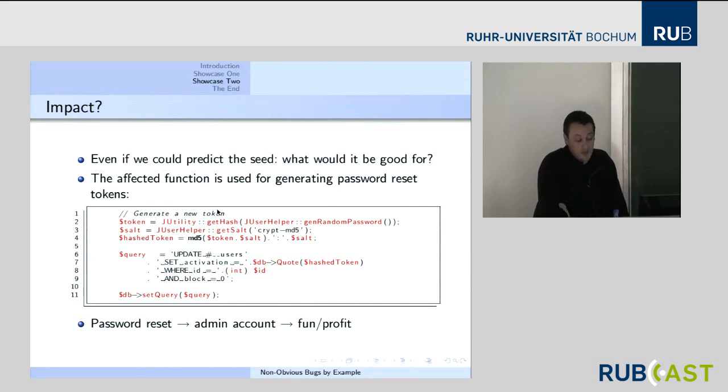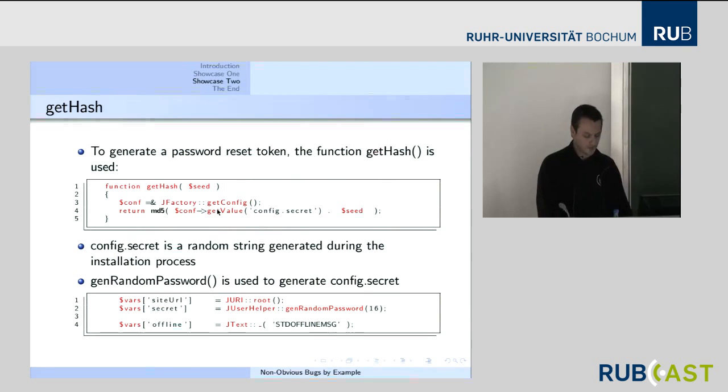Reset the password of the admin account and then take over the whole site. Or probably even use it to upload, I don't know, a web shell or further attack the system. So it actually seems to be worth looking a bit deeper into the implementation they use here.